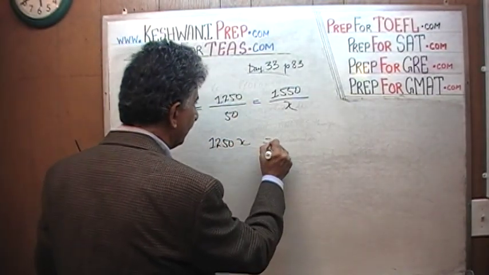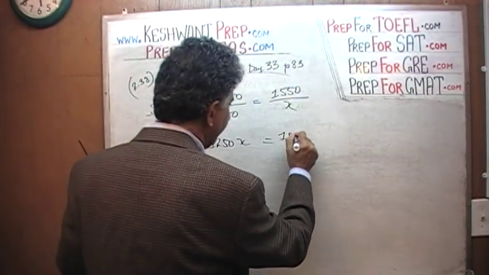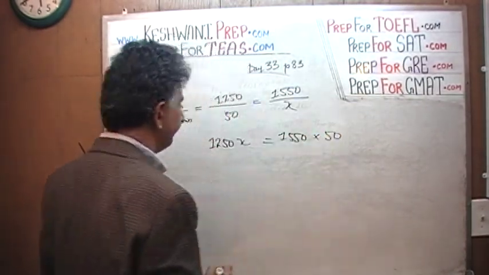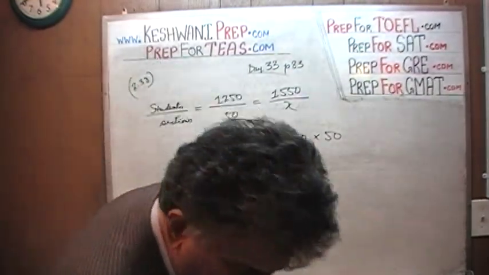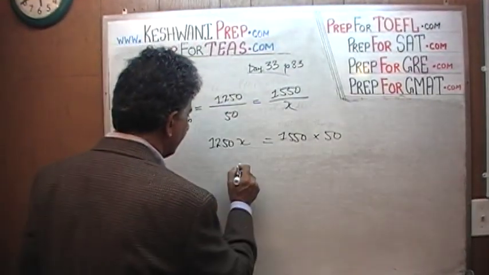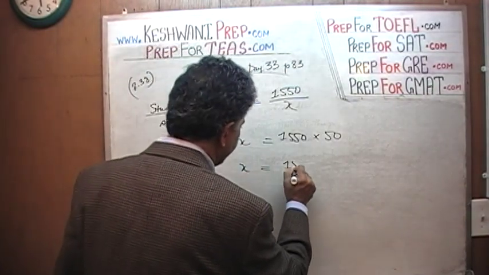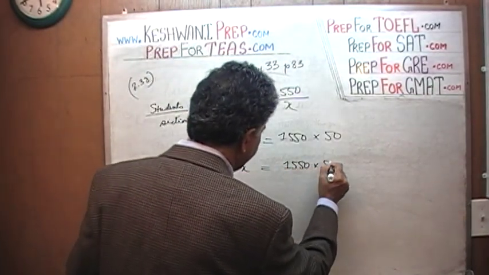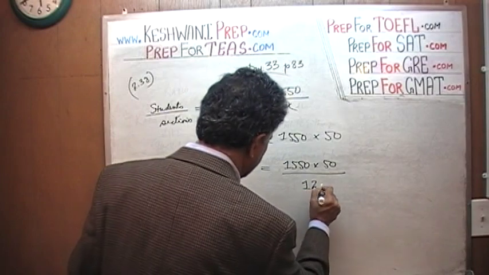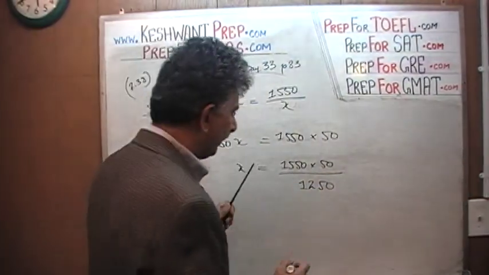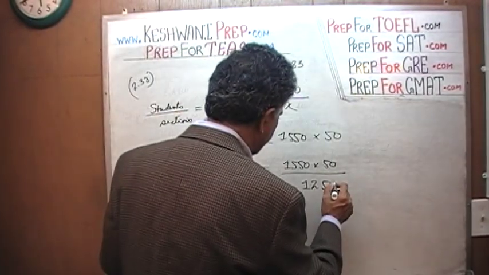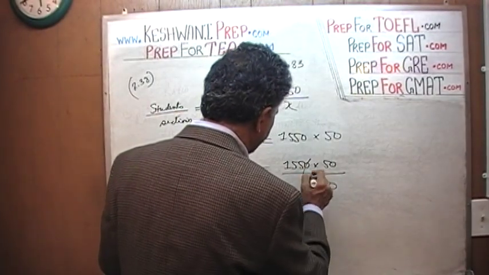1250 times x equals 1550 times 50. And therefore x will equal 1550 times 50 over 1250. And now all we have to do is simplify it. Divide top and bottom by 10. If we divide top and bottom by 10, we can cross out this 0 right here.